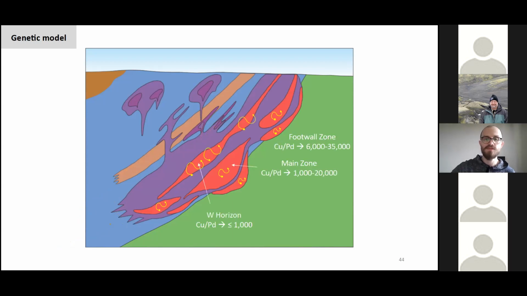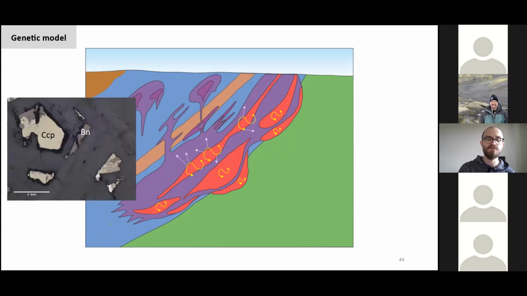Now, in the footwall zone, these sulfides experienced relatively low R factors, which generated the high copper-palladium ratios that we see. Whereas in the W horizon, the sulfide liquid experienced a much higher R factor, which generated the low copper-palladium values. Now, the W horizon is unique in that it also experienced variable degrees of sulfur loss, which generated the variable amount of bornite that we see.